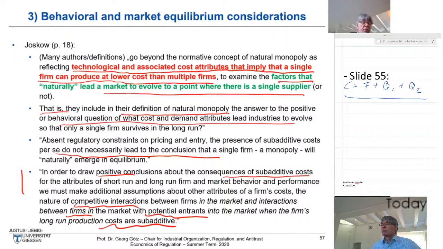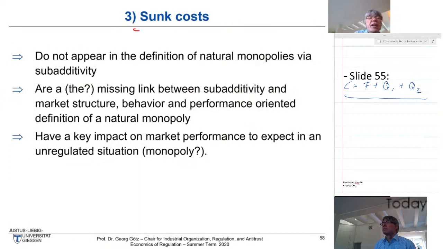Okay, and I want to stress this once again. Natural monopoly, in a very basic sense, just means that we define it technologically via sub-additivity, and that is simply a cost concept. Nevertheless, for many industries we look into, in a general discussion, we always speak of natural monopolies, when we talk about utilities, about electricity companies, and so on. And the reason why that is the case is what we turn to next, namely sunk costs.